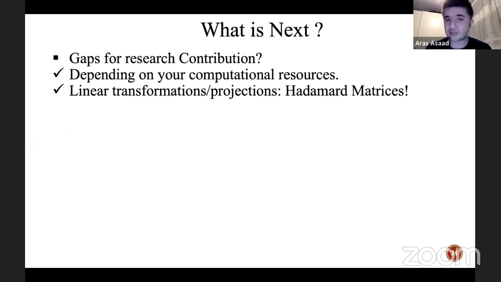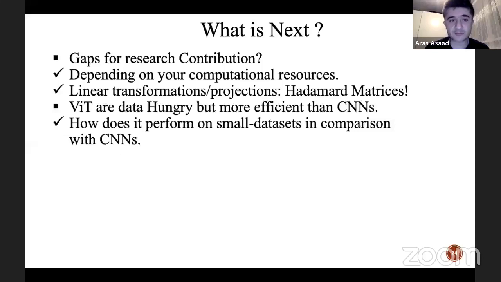Maybe you can use Hadamard matrices for these linear transformations that are shown in the transformers. Vision transformers are data hungry. One of the points about vision transformers is that they need a lot of data, but they are more efficient when it comes to processing than CNNs. Then the question is, how does it perform on small data sets? Let's say you have a small number of images. Is it better to use vision transformers or CNNs?